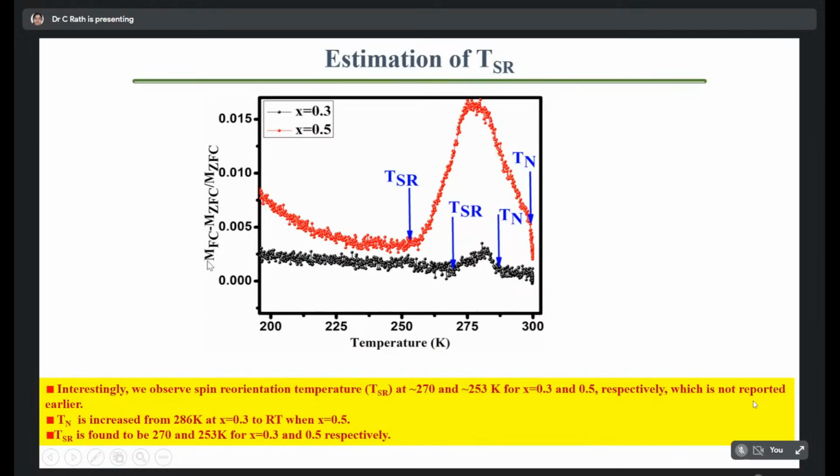We just subtract MFC and MZFC and divide by MZFC. One can see this clear feature of spin reorientation transition. This is the TN, we see a clear peak, and again it decreases and shows a spin reorientation transition at this temperature, and that is clearly visible in both the 0.3 and 0.5 cases. Although in 0.3 it is not very well visible, in 0.5 there is this peak and this minimum, which is the spin reorientation. This spin reorientation transition is at 270 and 253K for 0.3 and 0.5. The temperature decreases, but it is clearly visible, which is not reported earlier. So TN is increased from 286K at 0.3 to room temperature when x equals 0.5. So TSR is found to be 270 and 253K for x equals 0.3 and 0.5 respectively.